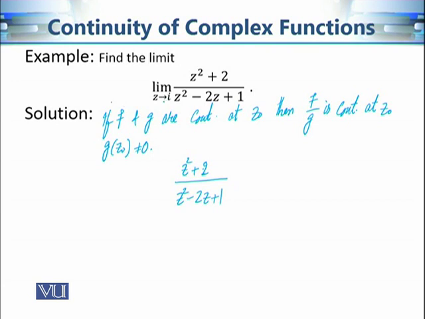Okay, so we can see that if we put z equal to iota in the denominator, then the denominator is not equal to 0. So we can say that the limiting value as z approaches iota is equal to the functional value, since this is a continuous function at the point z equal to iota. So the value becomes iota squared plus 2 divided by iota squared minus 2 iota plus 1. So basically 2 minus 1 over minus 1 minus 2 iota plus 1. So this becomes 1 over minus 2 iota. So that's how we can calculate some limits using the property of continuity of complex valued functions.